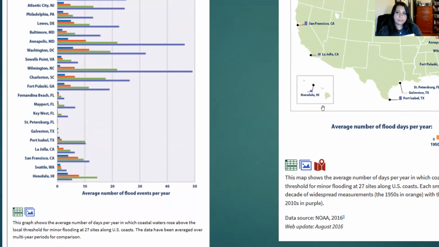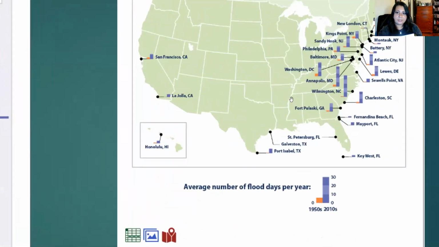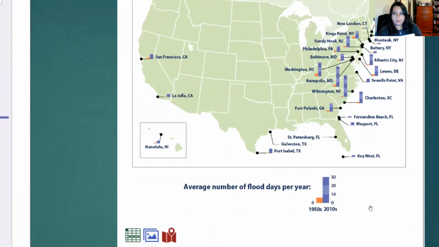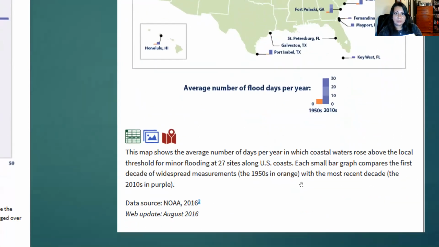Alrighty, so this shows a similar perspective, but it shows really clearly the 1950s compared to the 2010s, and it also has a few more cities listed here. I'm just going to move this. So as you can see, the orange bar compared to this purple bar, it's very clear that there are far more frequent floods now than there were in the 1950s.